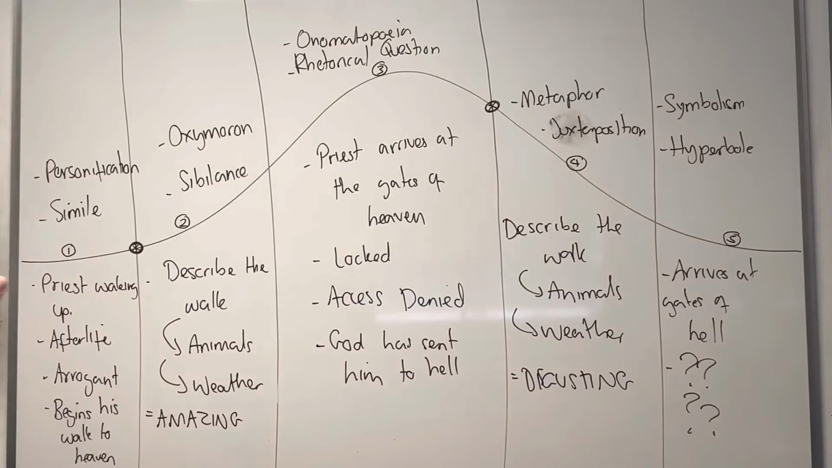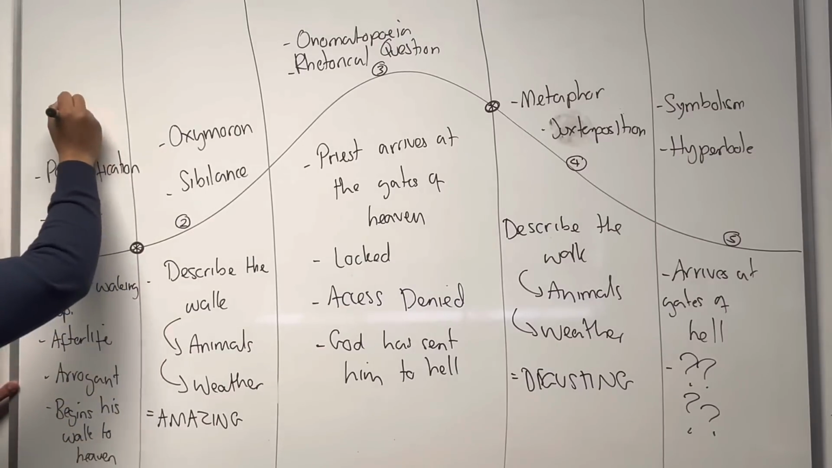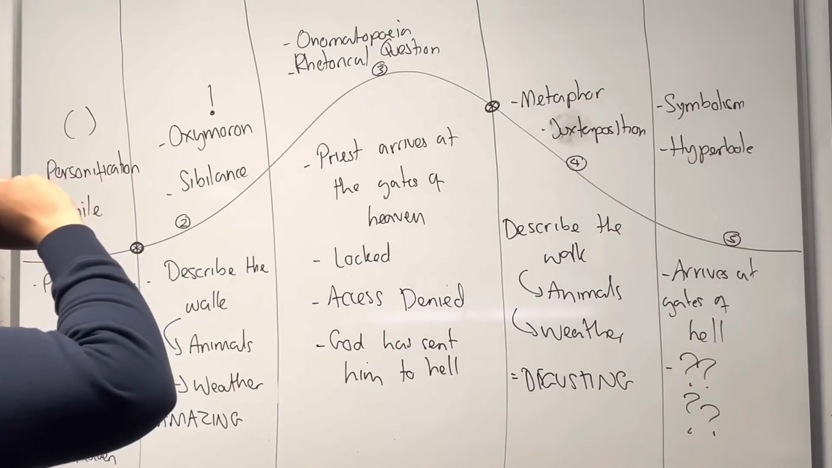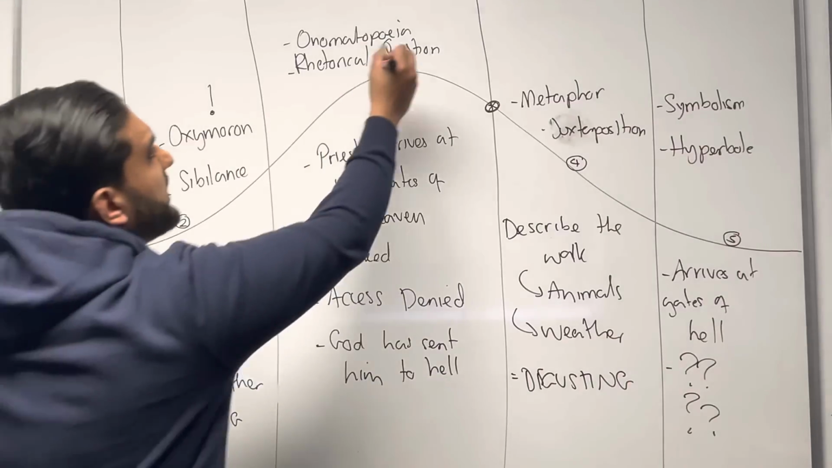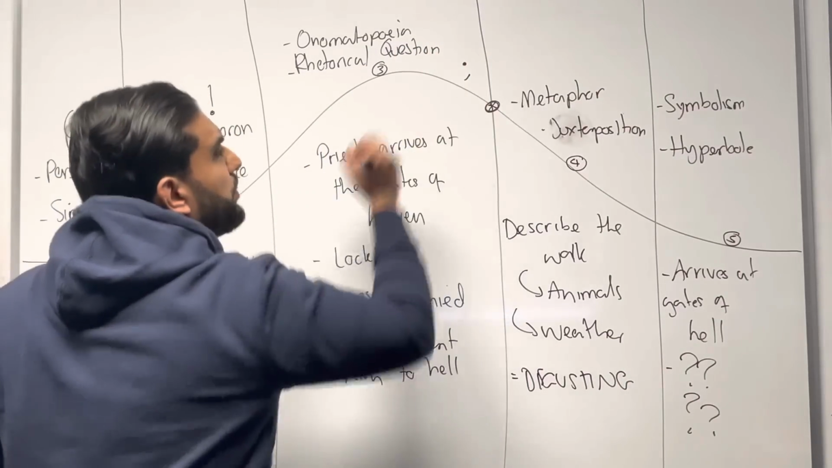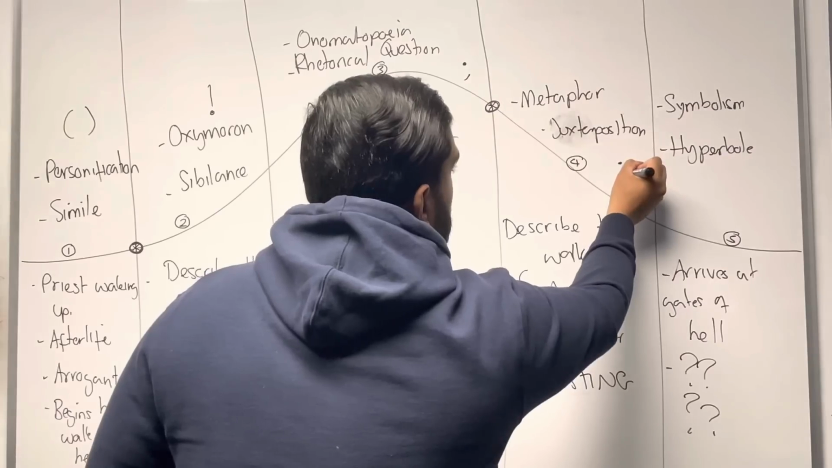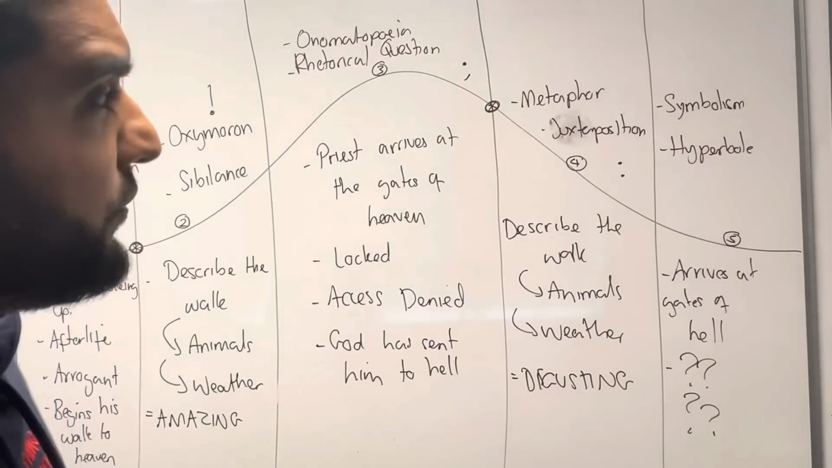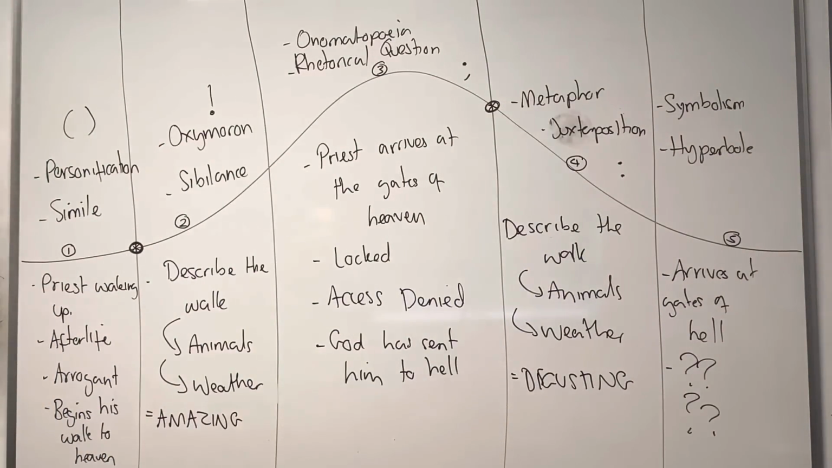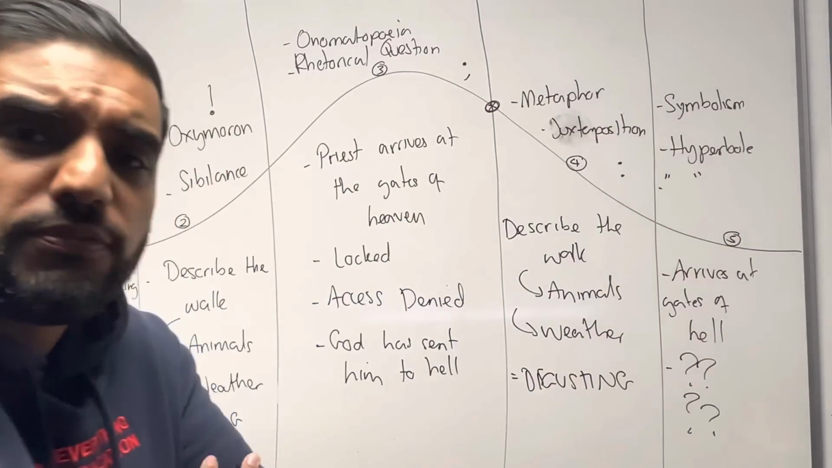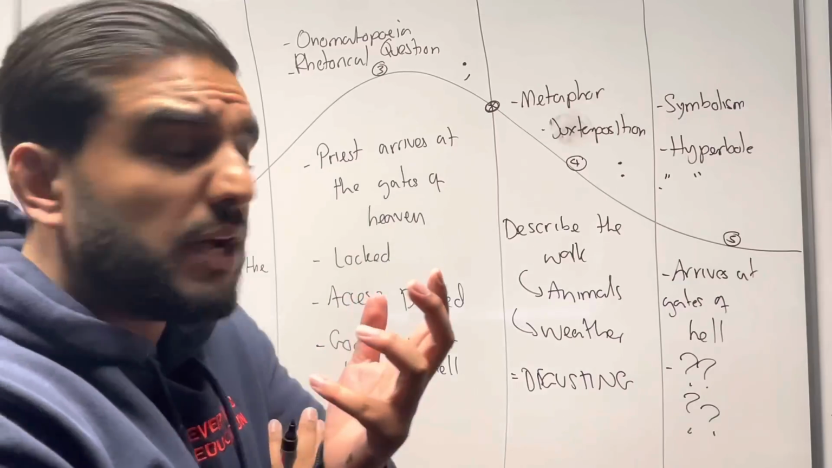Next, I need punctuation. Every paragraph must have punctuation. So in paragraph 1, I will use brackets. Paragraph 2, I will use exclamation mark. Paragraph 3, I will use a semicolon, which is used to replace the word and. Paragraph 4, I will use a colon, which is used to replace because. And in paragraph 5, guys, I will use dialogue. I will have the priest talking either to himself or some other character around it.